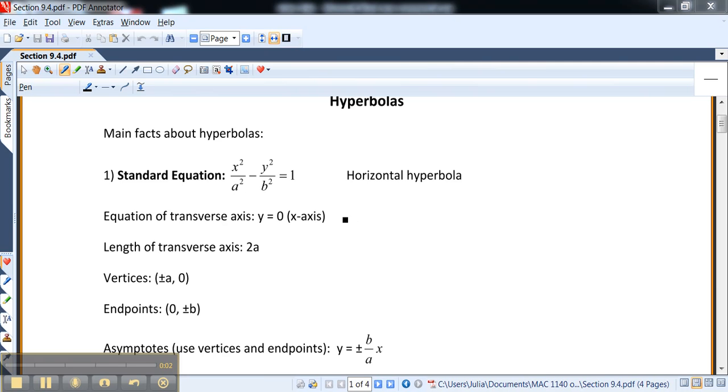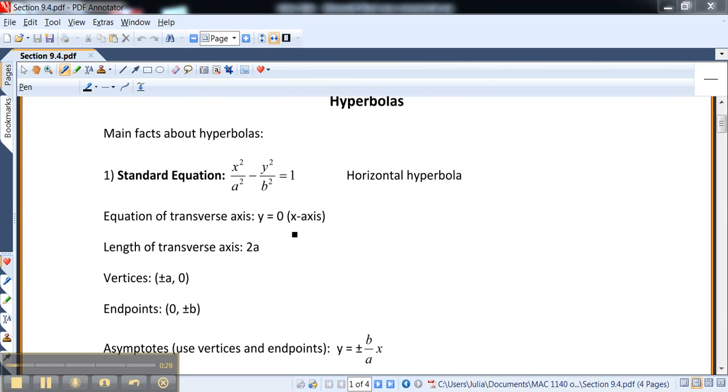Now the hyperbola is the one with a minus sign. So if we have x squared minus y squared, we do have the hyperbola. This time the a squared does not have to be the bigger number. It's whichever one comes first, the positive one. That's how come we know it's a horizontal hyperbola. More on how to graph it a little bit later.